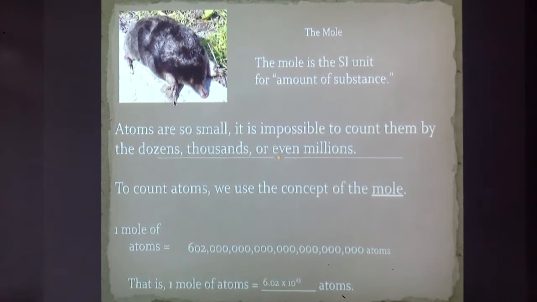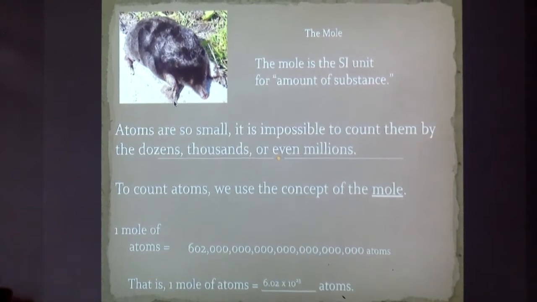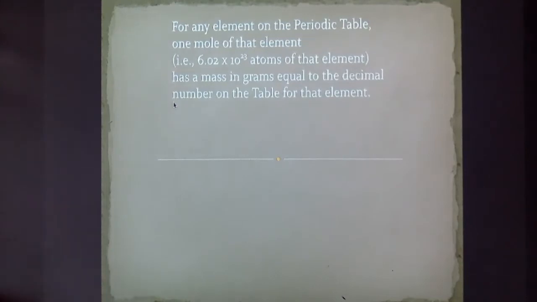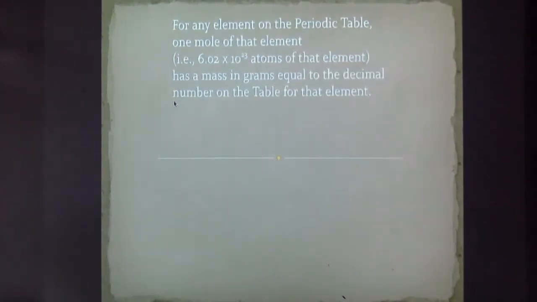A guy named Amadeo Avogadro came up with the number, doing some calculations and things like that. But for now, before we really get into the conceptual part of this, just understand that this is what a mole is. We're going to show you how we use it, okay? So for any element on the periodic table, 1 mole of that element, or 6.02 times 10 to the 23rd atoms of that element, has a mass in grams equal to the decimal number on the periodic table.